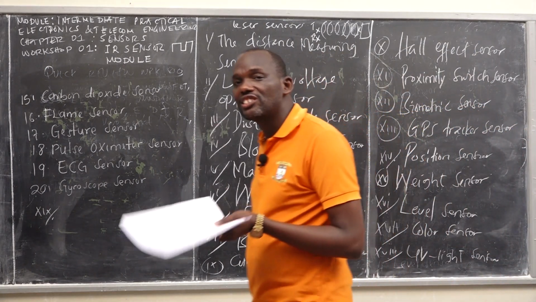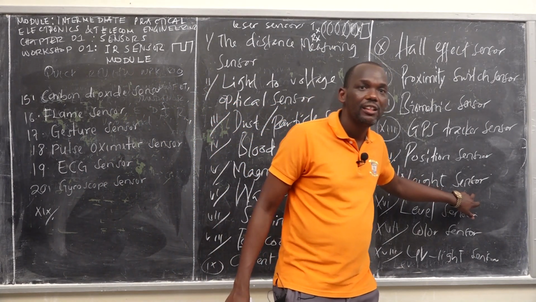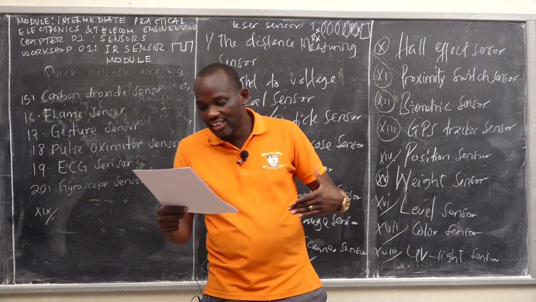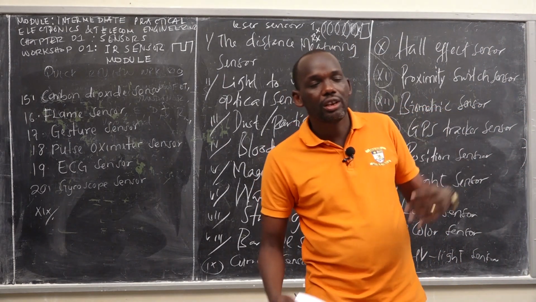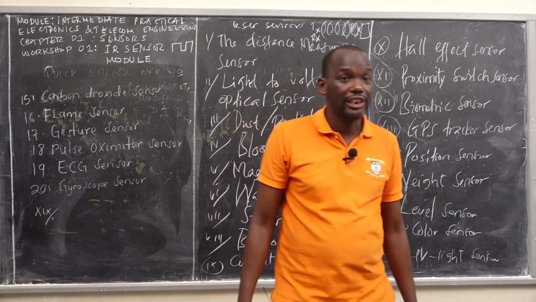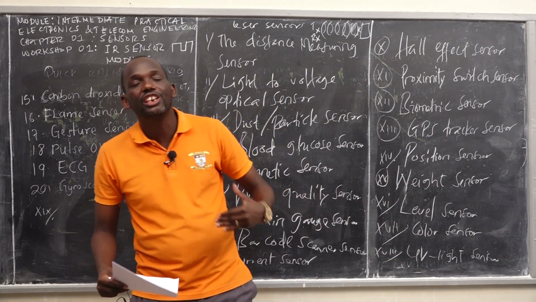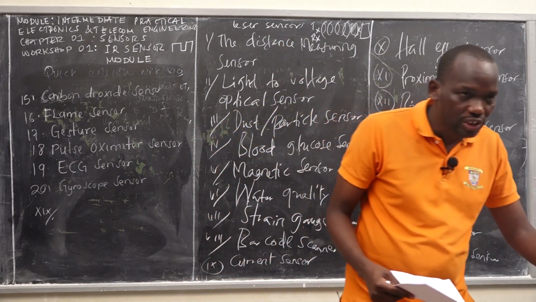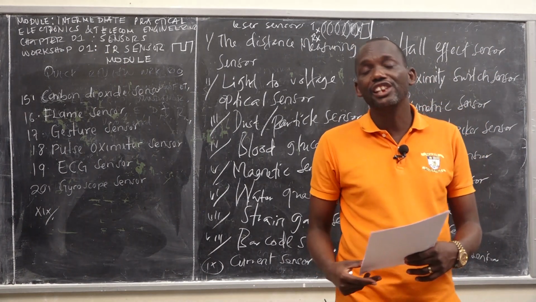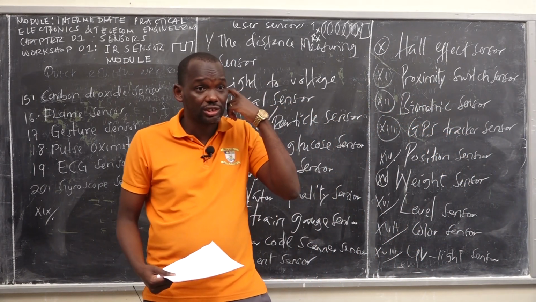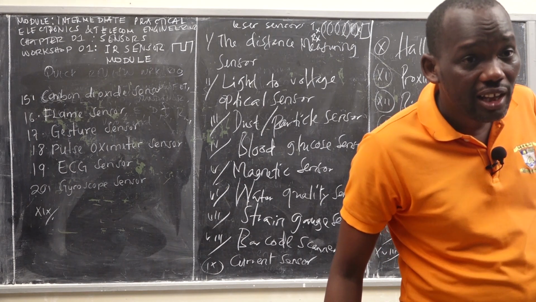Then we have the load cell sensor. So the load cell sensor works like a weight sensor. This is the sensor which is used to measure or detect the weight or the mass of the object placed on top of it. Can I repeat? The load cell sensor is used to measure or detect the weight of the object placed on top of it. So if you want to design a system that focuses on the weight of objects, then the load cell sensor will be a good starting point for you.